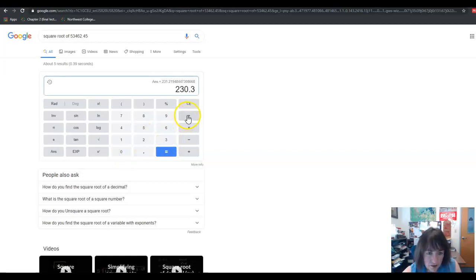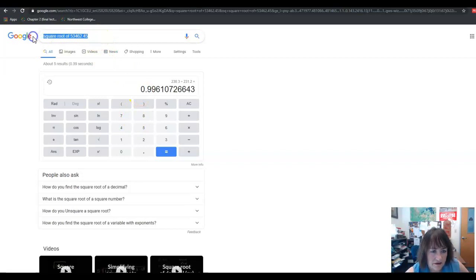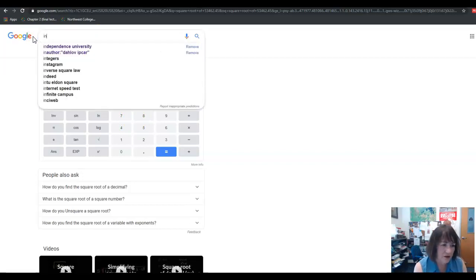So I have 230.3, which is r sub y, and 231.2. I divide those two, and that will be the cosine of that angle. So that means that I need to find the inverse cosine of that value. So I can say inverse cosine of, I didn't write it down over here.